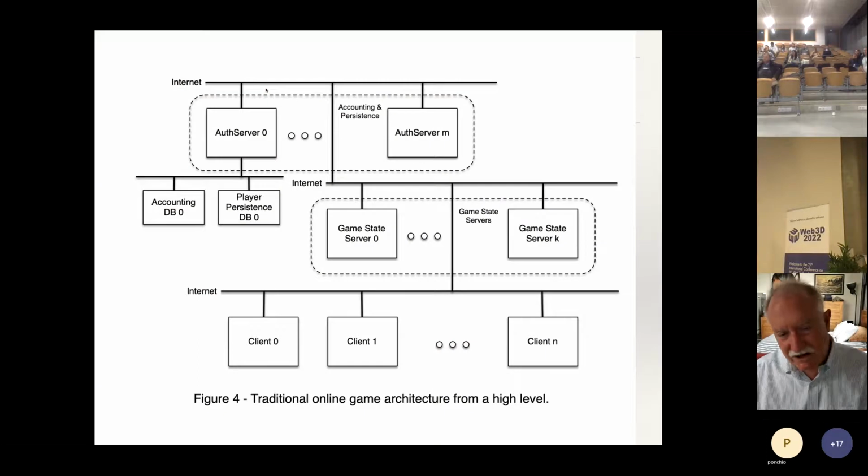And it looks like this: you've got your clients, they have to connect to an authorization server. The authorization server checks accounting, makes sure they're current. It checks their player persistence database to see where they are so far in this game, and then it assigns them to an appropriate game state server. So this architecture is replicated by every single network game company out there in the world.